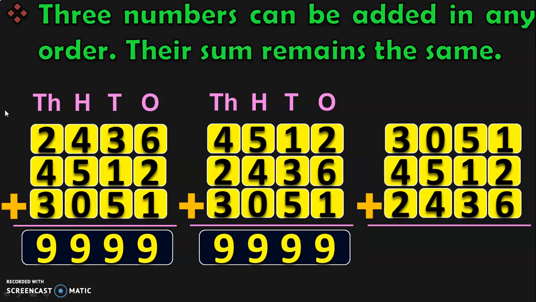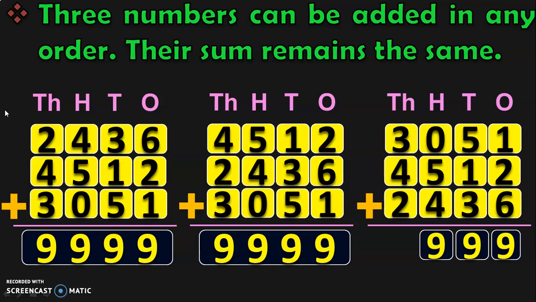Let us try another order now. First, we are going to add 3051 with 4512 and then add 2436. Write down the place values and begin the addition from the ones place. 1 plus 2 is 3 and 3 plus 6 is 9. 5 plus 1 is 6. 6 plus 3 is again 9 in the tens place. Next in the hundreds place, 0 plus 5 will give you 5 and 5 plus 4 will give you 9. Next moving on to the thousands place, it is 3 plus 4 which will give you 7 and 7 plus 2 which will make 9.